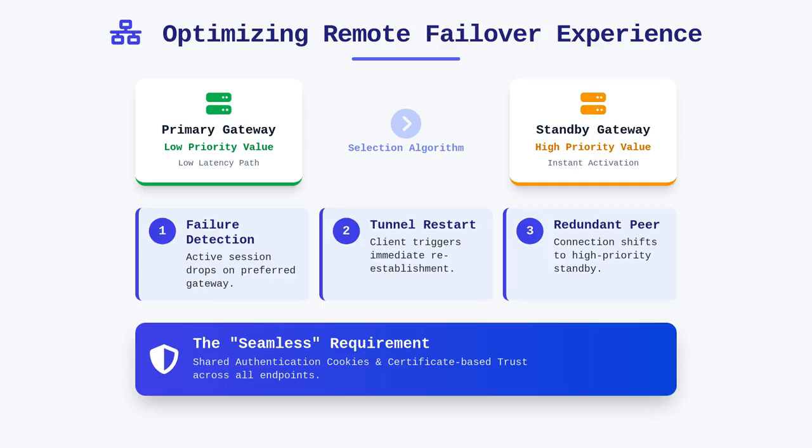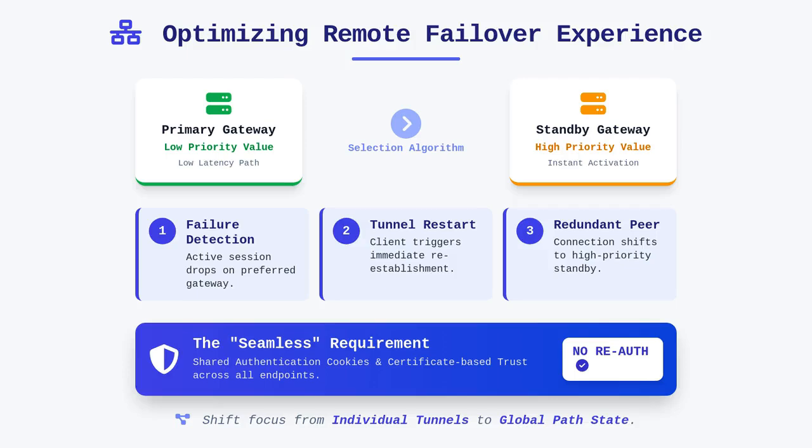We must ensure that authentication cookies or certificate-based trust remains valid across all redundant endpoints. Otherwise, the user will be prompted for re-authentication, which negates the goal of a seamless failover experience. This holistic view of the VPN infrastructure shifts the focus from managing individual tunnels to maintaining a reliable path state for the entire organization.